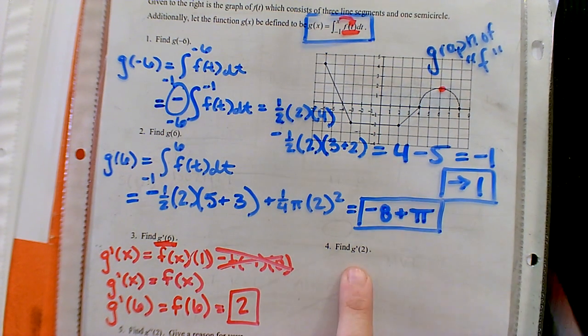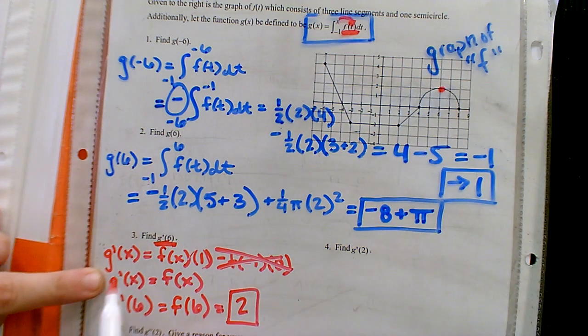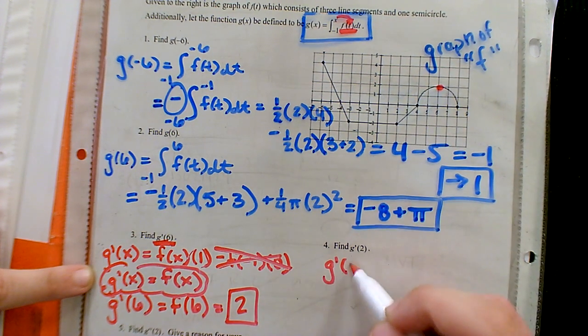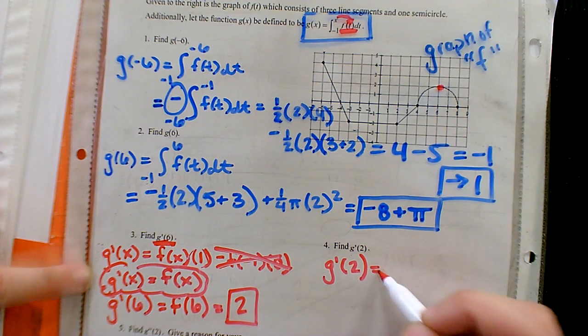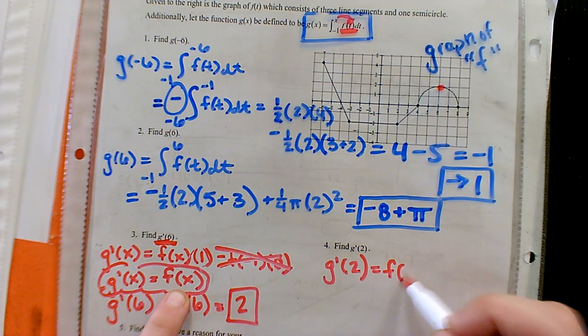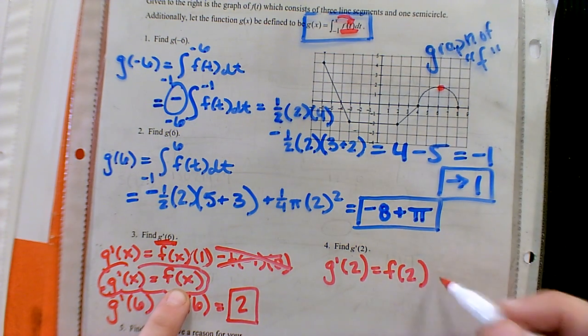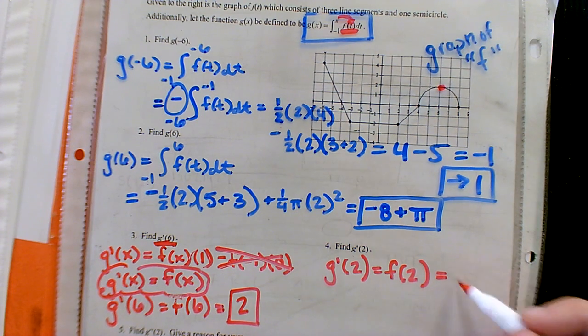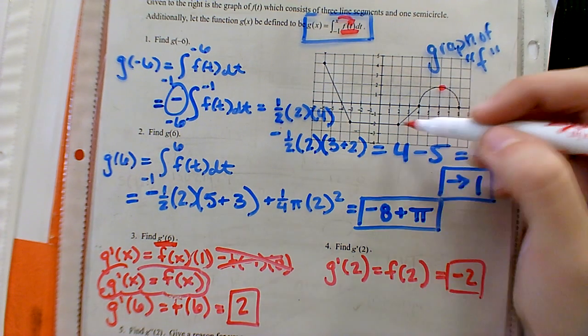All right, let's go ahead and try 4. So I have my derivative function here. If I plug in 2 for g prime, notice how that involves plugging in 2 into f. So what am I going to get? -2. Good. Something right there.